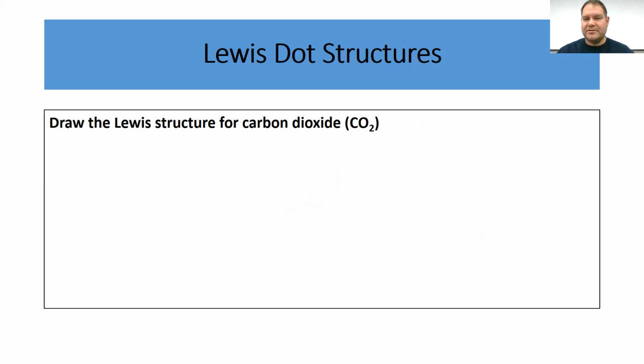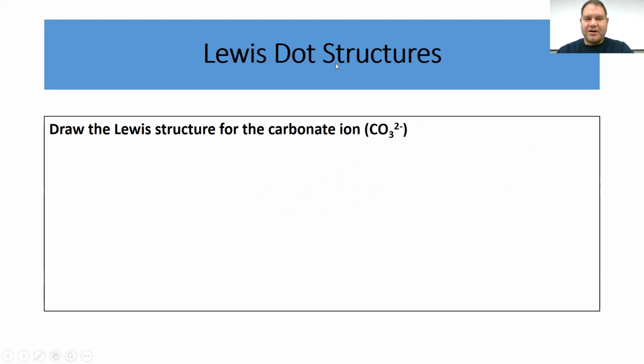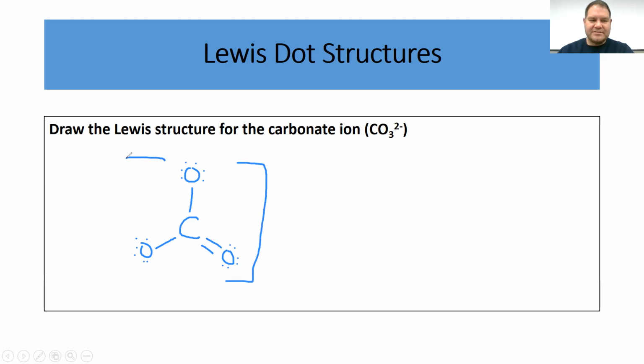All right, let's do one more. We're going to do the carbonate ion here. Now the carbonate ion is going to have a Lewis structure that looks like this, right? And it has some lone pairs, right? More lone pairs. And more lone pairs. All right, now this is an ion, so I need to put brackets around it because it is an ion. It's going to have a -2 charge up here because of its ion.